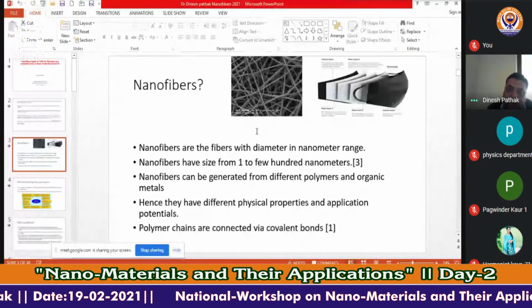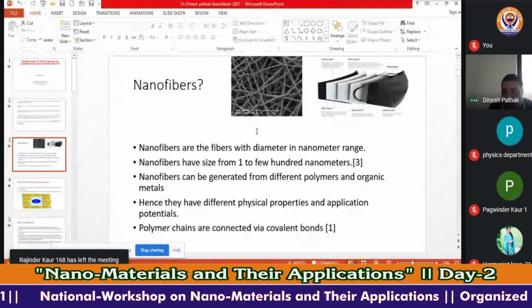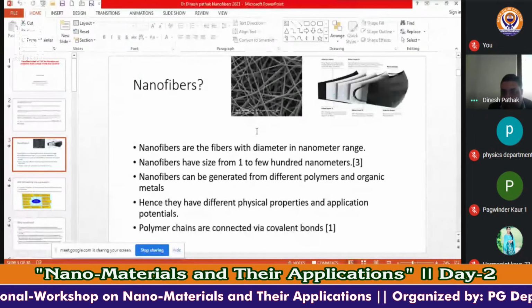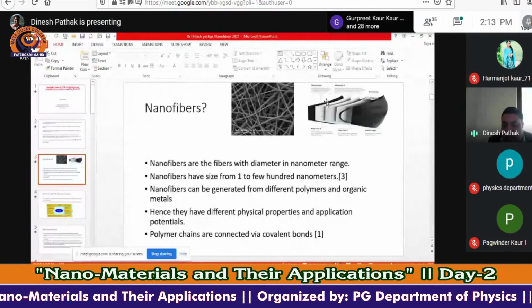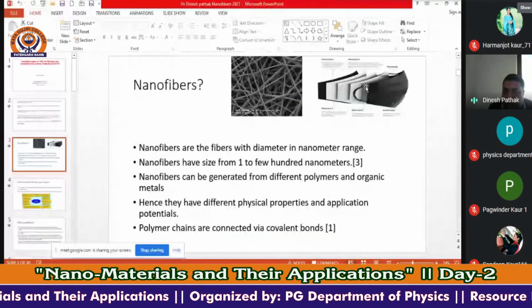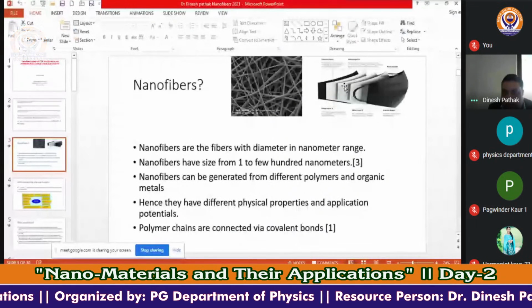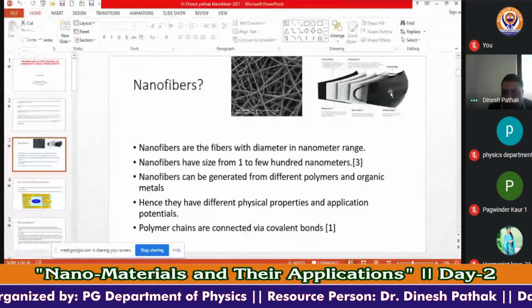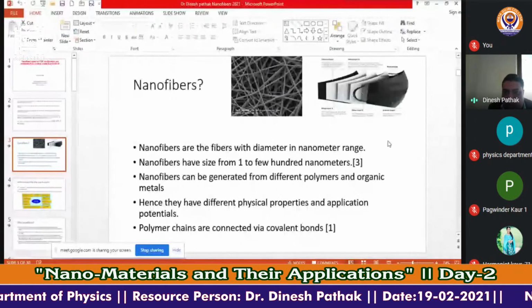What we can do is, on the right side here we can see a two to three layered mask, where in between we can put a layer of nanofibers, and then we have some cloths in the outer regions. So this is one of the applications of nanofibers.